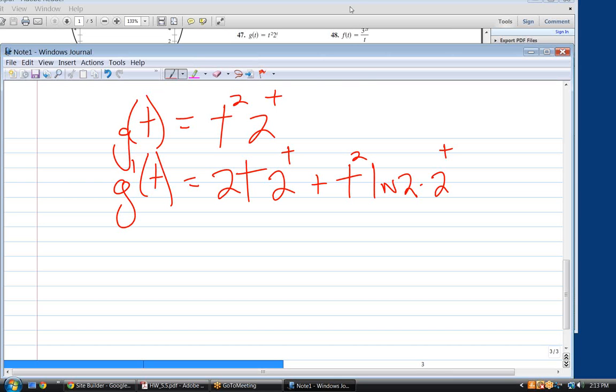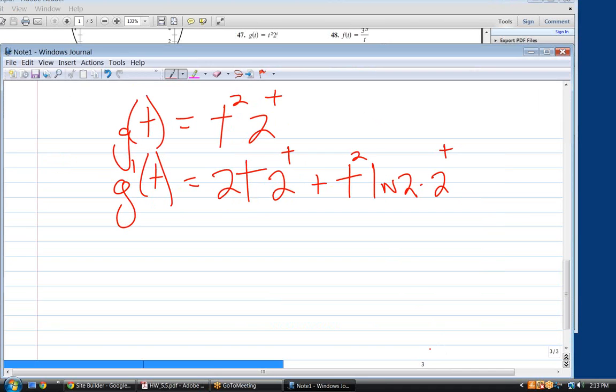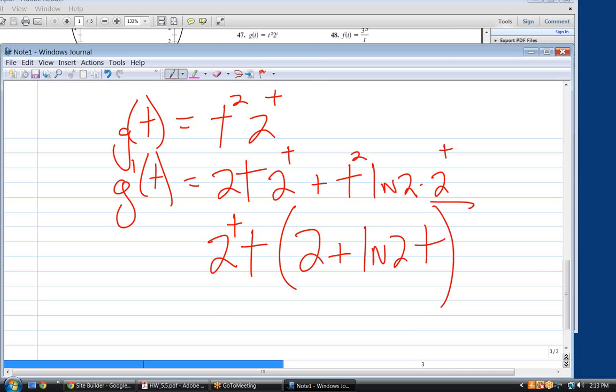Okay, 49. Let's see, was that a final answer? Let's just check what they have. I could see maybe that we would want to factor something out here. We could actually factor out a 2t times t, leaving behind 2 plus natural log of 2t. So I could see their answer in the book being that. Let me look real quick.